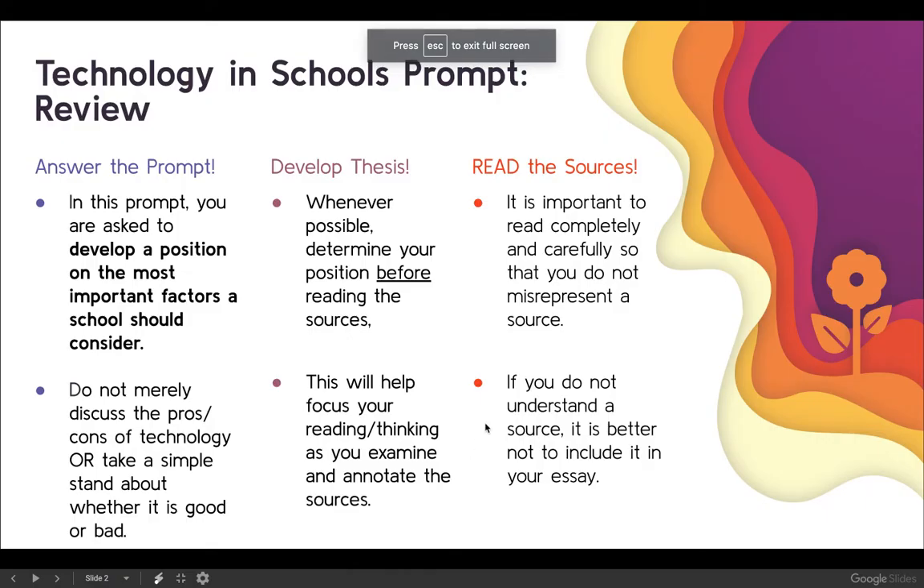Remember that you have to answer a prompt. For example, in the school technology prompt, it was develop a position on the most important factors. Not all prompts are going to talk about most important factors, but there'll be something of that sort, where it's not necessarily positive or negative. It's just what are the most important things, and you have to defend that with the sources. Remember, we're not discussing pros and cons or whether it's positive or negative. It's what should we consider, right? We're not asking if technology should be used or not. That's not the point of the prompt.